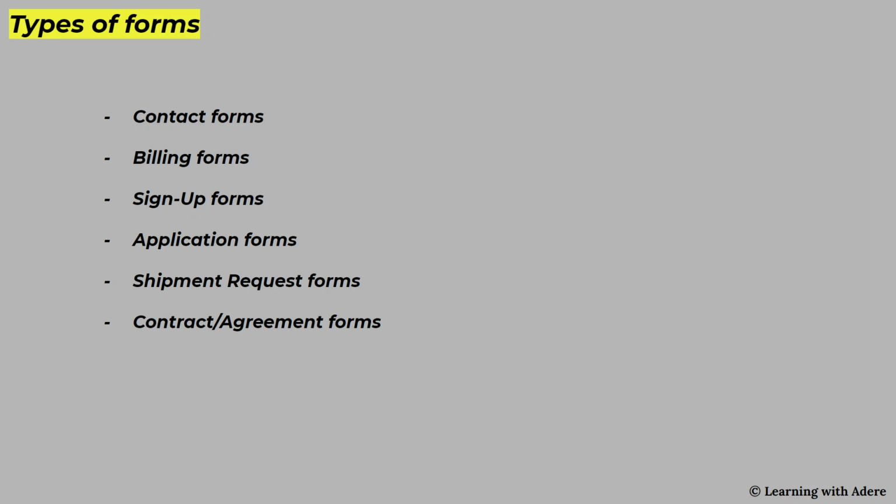Okay. So if that already didn't make it clear, there are many types of forms. Here are just a few examples. There are contact forms to contact someone. There are billing forms for where you put in your billing information so you can get billed for something. There are sign-up forms where you sign up for platforms like Facebook was an example. There are application forms, like the employment form. There are shipment request forms to get something shipped to you. And there are contract and agreement forms for where you have to agree to something and sign it.